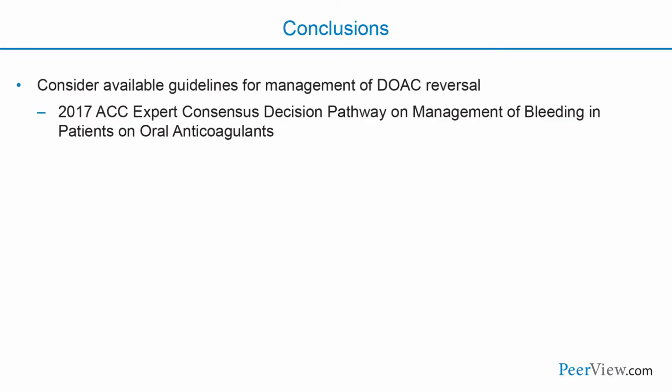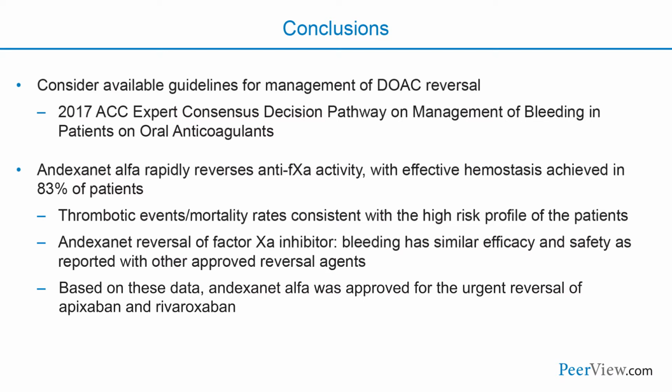So in conclusion, remember, it's fortunate that the majority of patients taking a DOAC are never going to be candidates for reversal or repletion. In those rare situations where this occurs, severe, life-threatening, ongoing bleeding or bleeding into a critical site, keep in mind that there's this ready resource from the American College of Cardiology, published in 2017, an expert consensus decision pathway that's, I think, a good reference to have available. Andexanet alfa has been shown to rapidly reverse anti-factor Xa activity. The interim results looked really good. The FDA approved it based on those results while waiting for the final results.